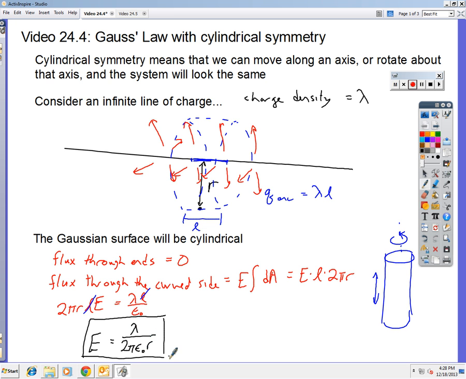Which was pretty easy. Now remember back to, I think, the last video in chapter 23, we derived that same expression by integrating along the line, and it was a huge pain. That was much easier, and that is why we like Gauss's law in situations like this.